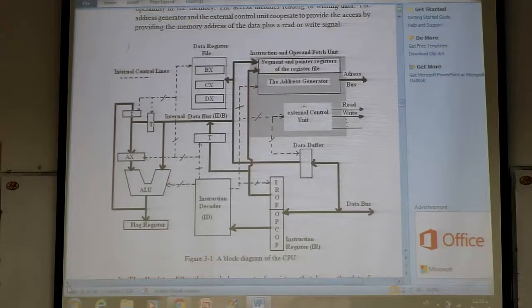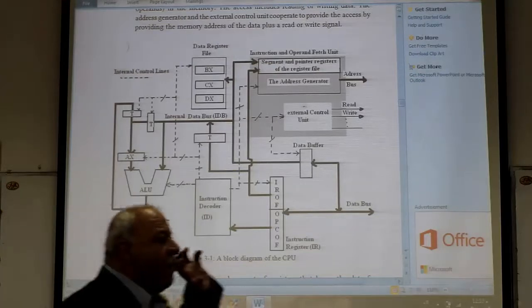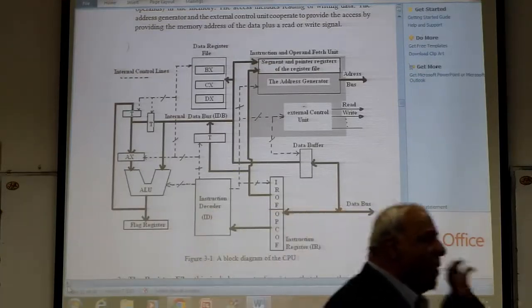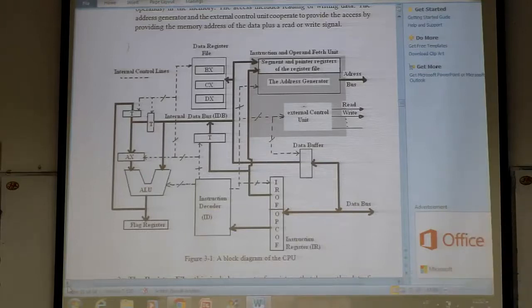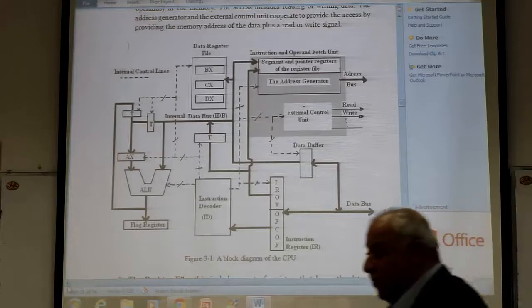So we need some unit. As we said, any part of the function needs a hardware entity. The functions are not executed in a vacuum. They must be executed in a unit. So producing the address needs an address generator. It needs a part which we call the address generator.